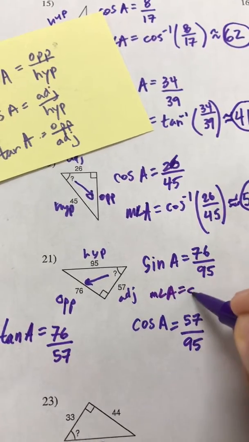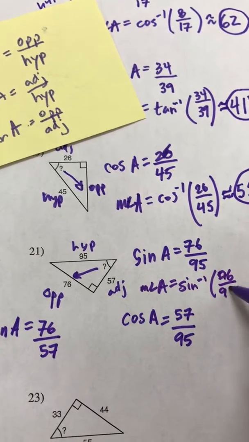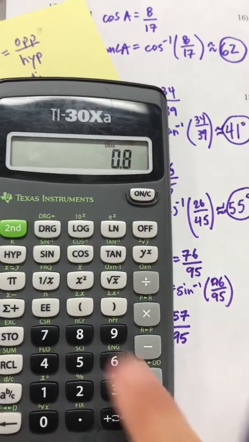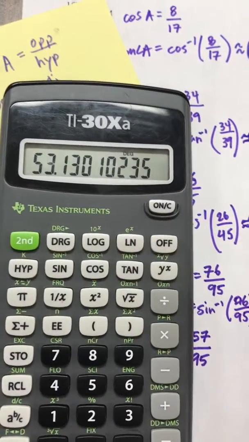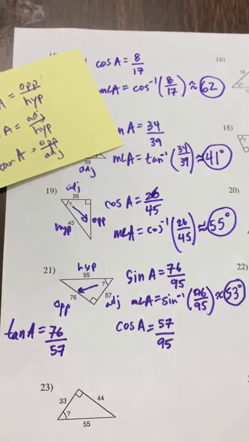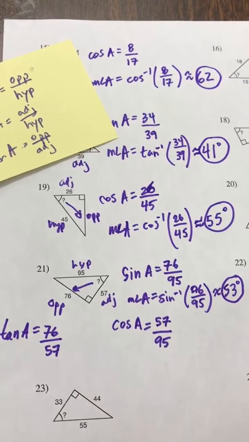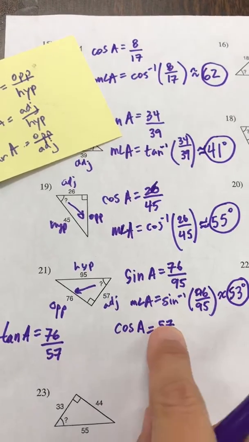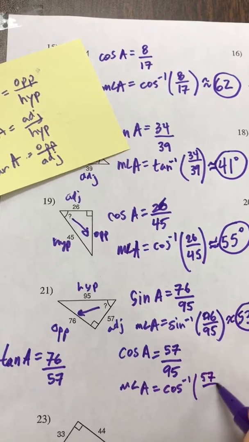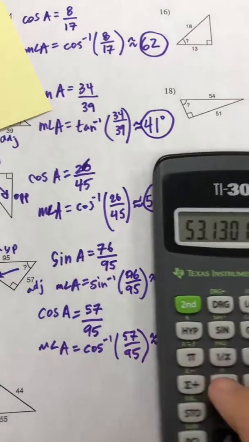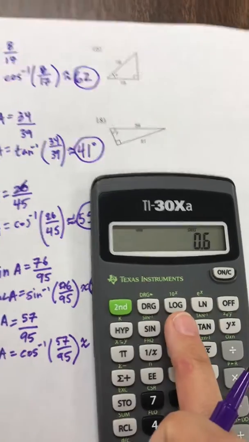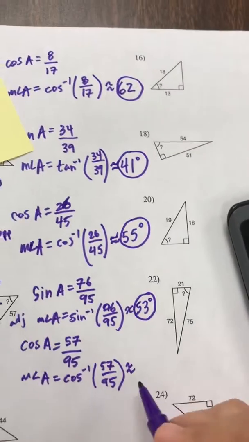Okay, so the measure of angle A would be the inverse sine of 76/95. So let's figure out what that would be. 76/95, enter inverse sine. We're going to round to the nearest degree, so that's 53 degrees. Okay, now let's do this cosine one. A different ratio, because cosine is adjacent over hypotenuse. So the measure of angle A would be the inverse cosine of 57/95. Should give us the same answer, so let's try this out. 57/95, enter inverse cosine. Whoa, voila, same exact number.